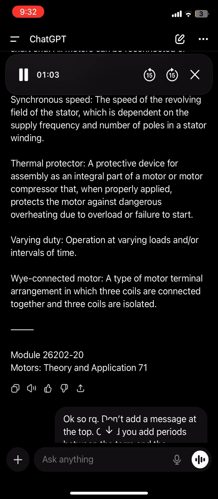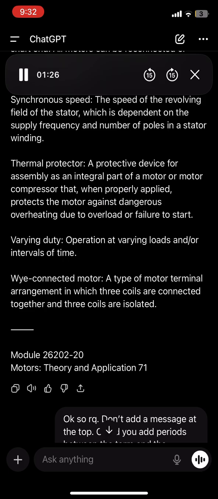Each winding consists of two coils connected together. Duty describes the length of operation. There are four designations for circuit duty: continuous, periodic, intermittent, and varying. Equipment, a general term including material, fittings, devices, appliances, fixtures, apparatus, and the like used as a part of or in connection with an electrical installation.